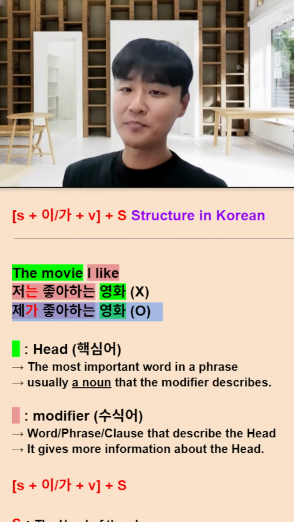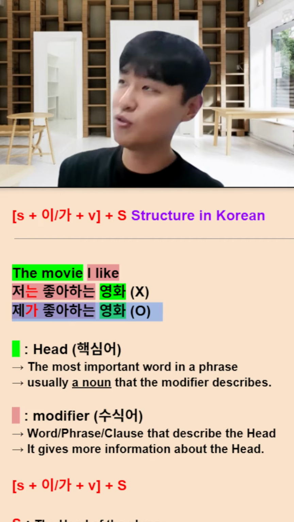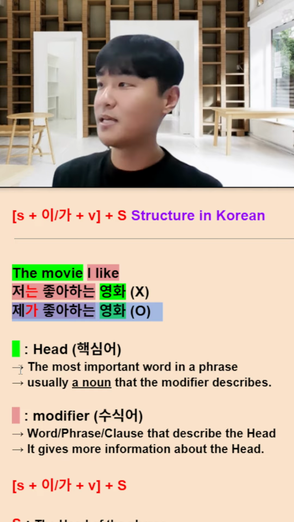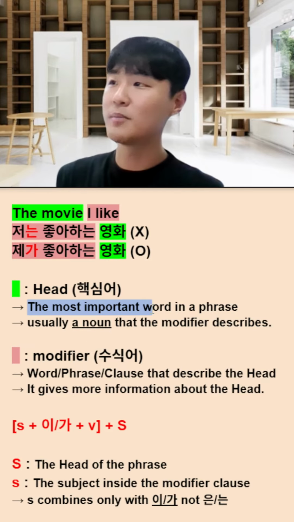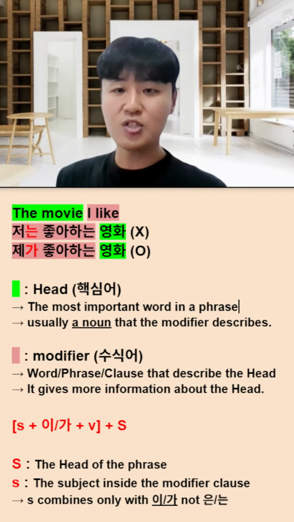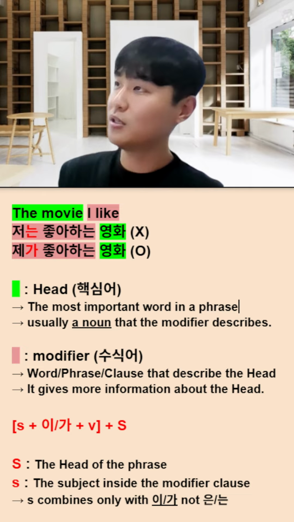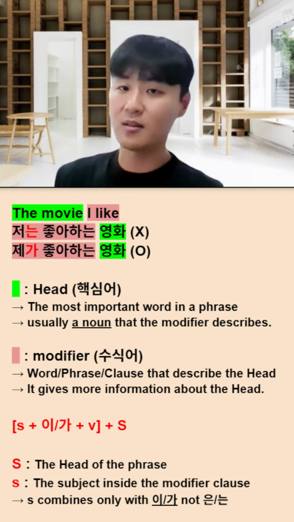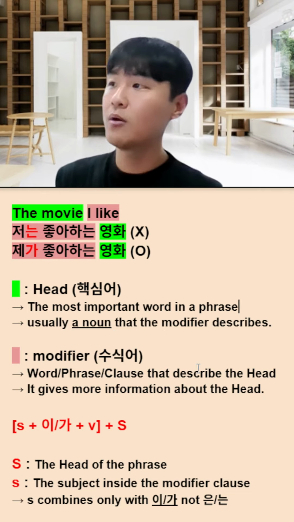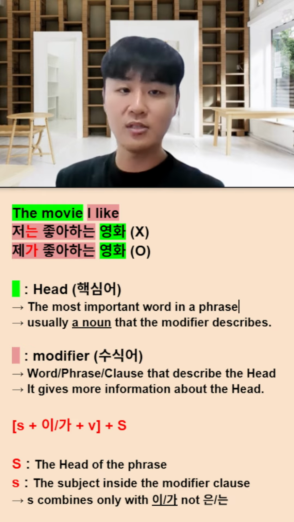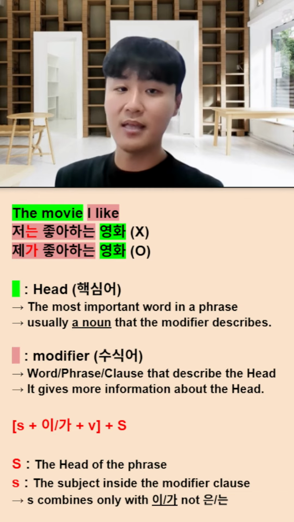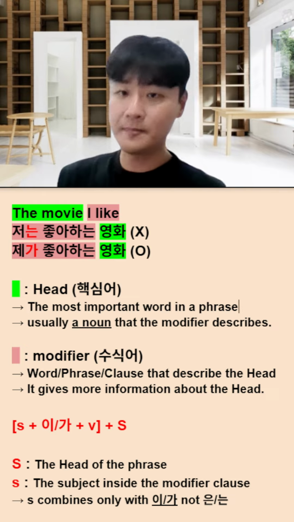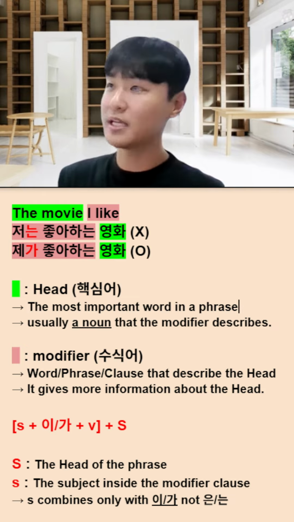Why is that happening? To understand this, we need to know two grammatical terms here. One of them is head and the other is modifier. The head is the most important word in a phrase, and it's usually a noun because this is actually the subject, the main subject that the modifier describes. And the modifier can be a word or a phrase or even a clause that describes the head. It gives more information about the head. And in case of a clause being a modifier, it definitely contains a subject in it.